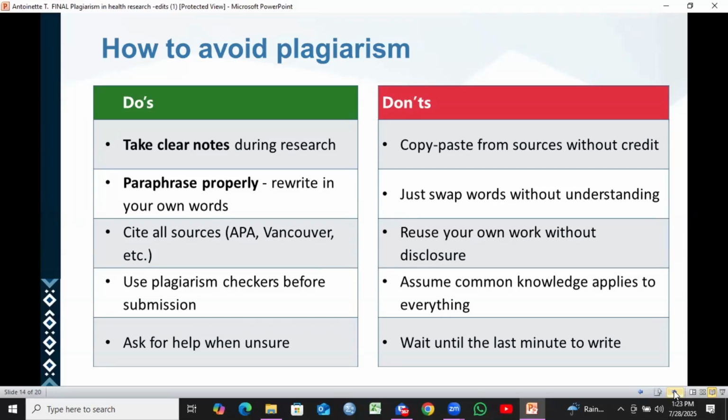Then do not assume common knowledge applies to everything. Yes, do not take one concept and try to apply it on everything you're doing. Always be flexible and be open for new ideas as well. That goes with your work and your topic. Ask for help when unsure. As I mentioned earlier, it's very important to have a mentor in the research field, someone you could walk up to and ask questions. It means no harm. Someone who could guide you into doing the right thing. Yeah, so always ask for help when you're unsure.